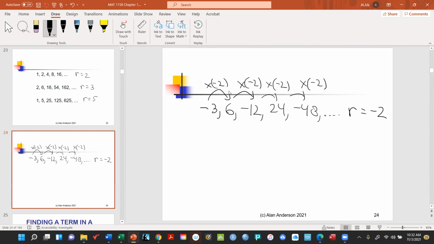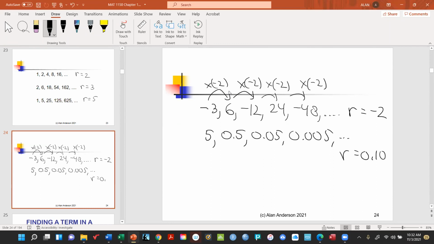Now, here's something else that can happen. Let's say we have something like this: 5, 0.5, 0.05, 0.005. What's going on here? The common ratio is 0.10 or 1/10. So yes, you can have a common ratio which is a fraction, and you can have a common ratio which is negative. And it can be both.